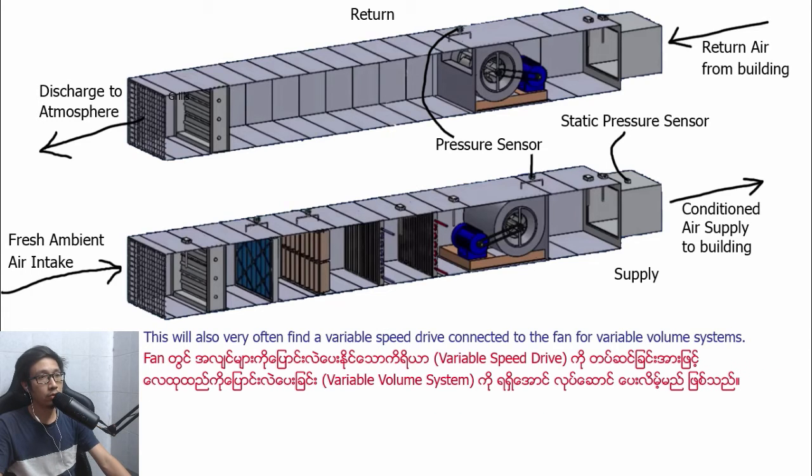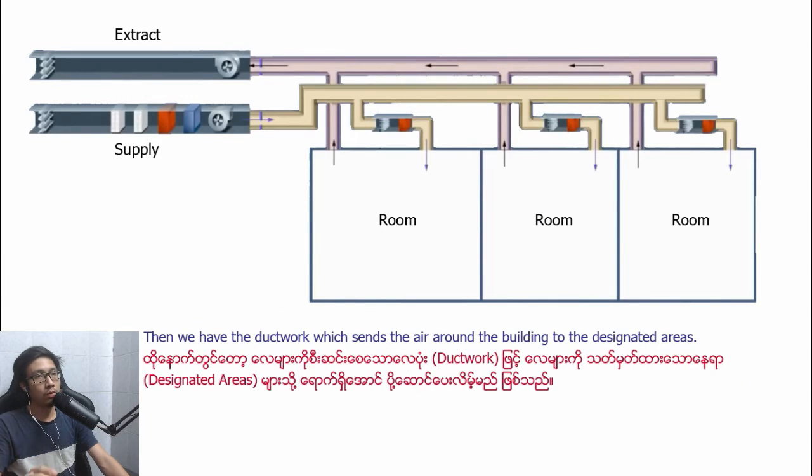This will also very often find a variable speed drive connected to the fan or variable volume system. Then we have a ductwork which sends the air around the building to the designated area.